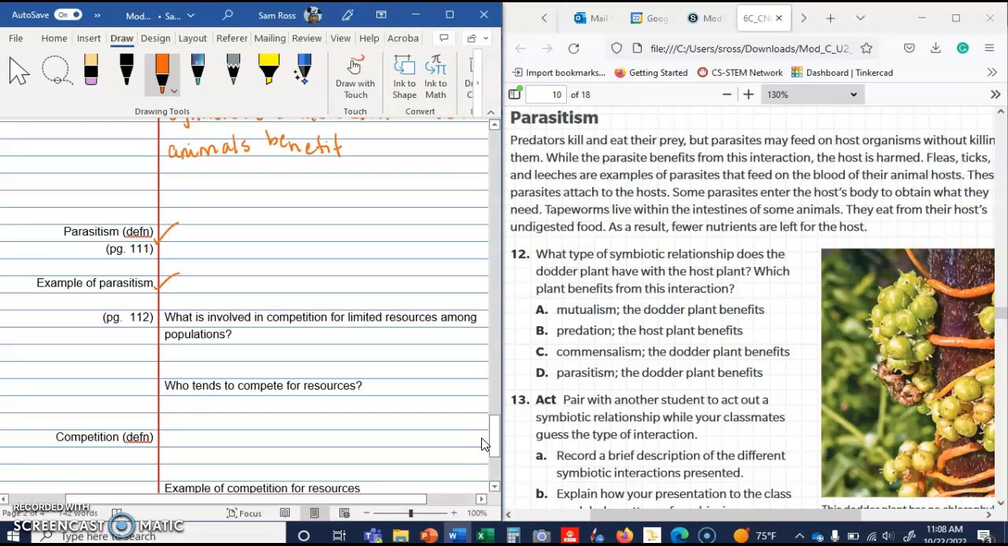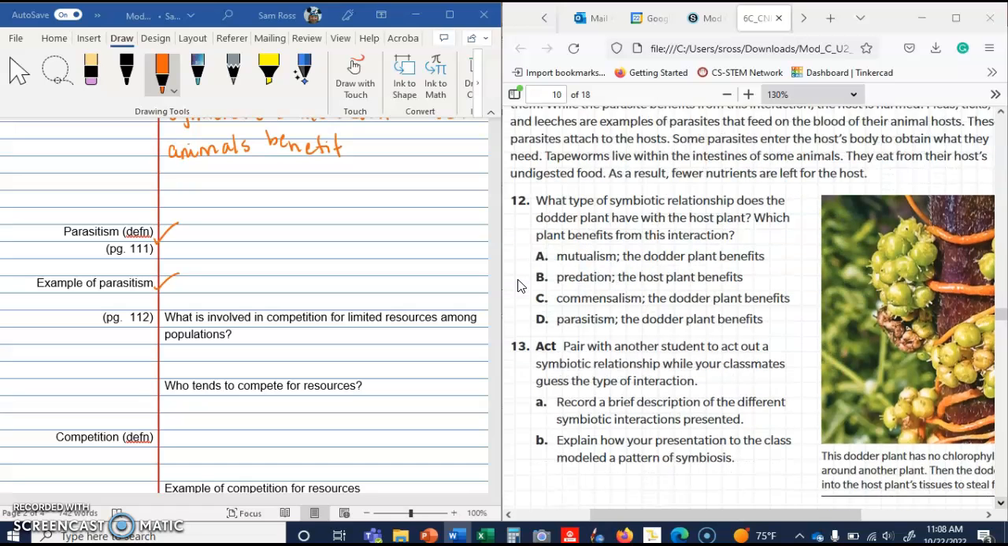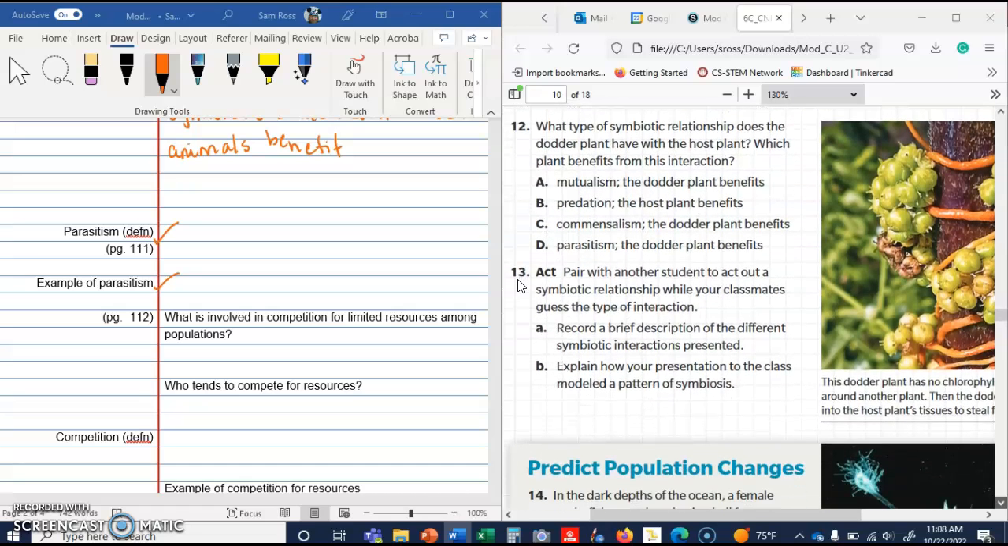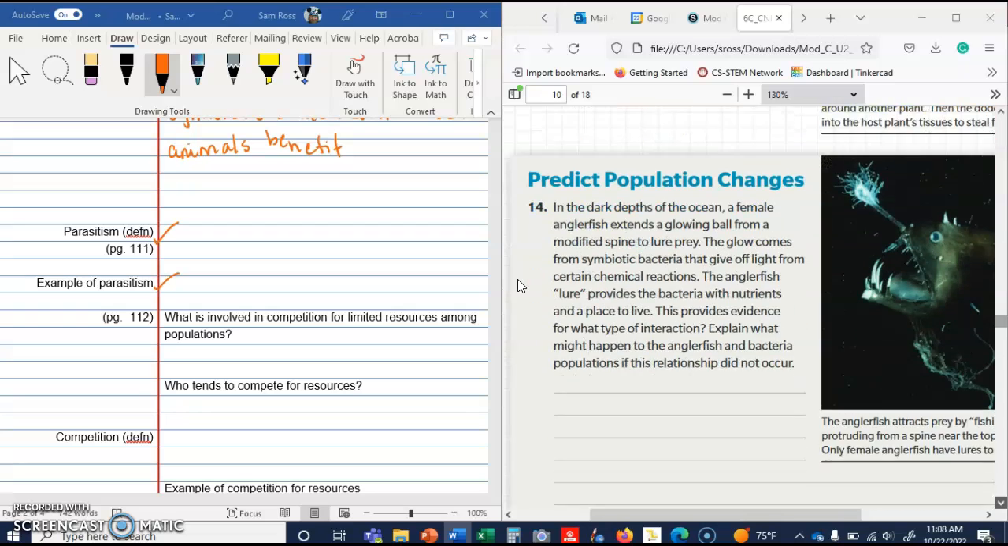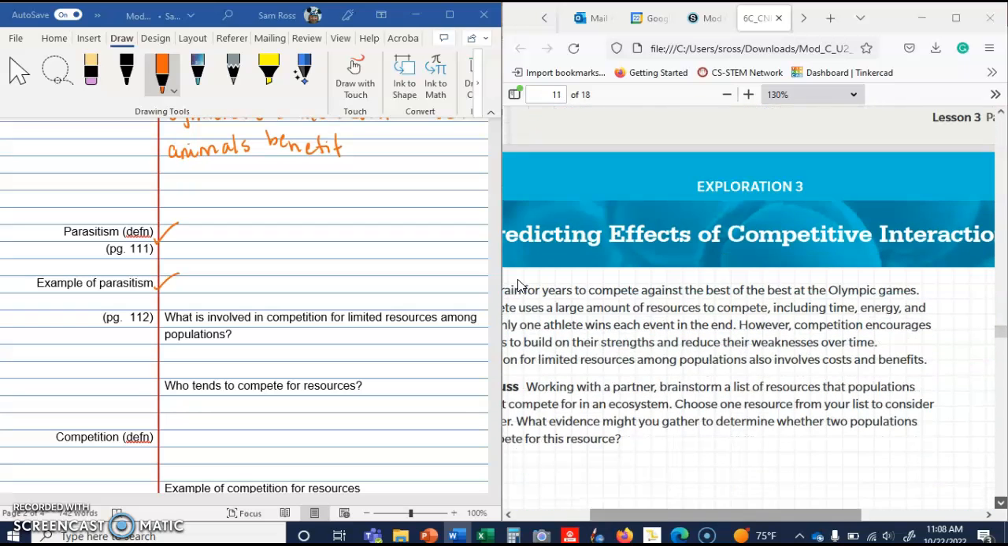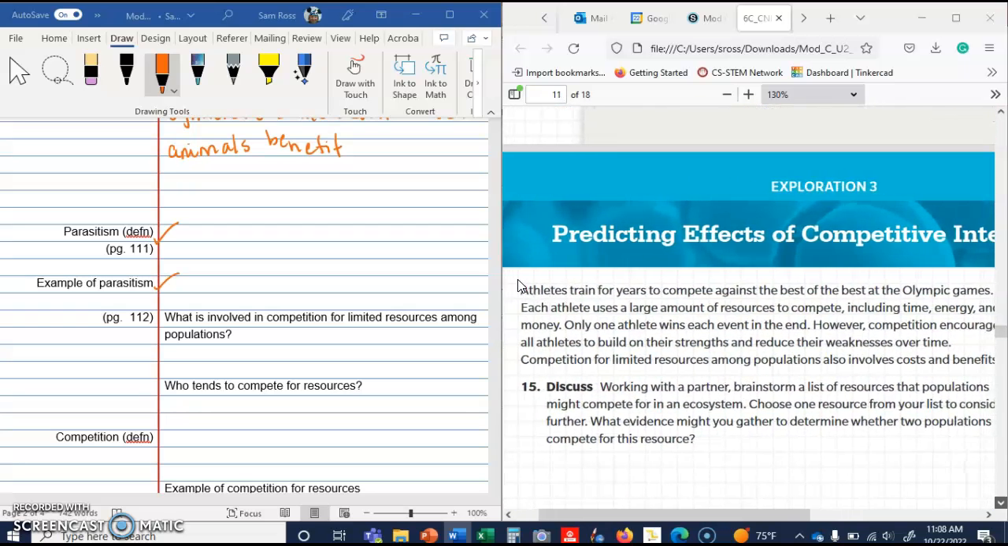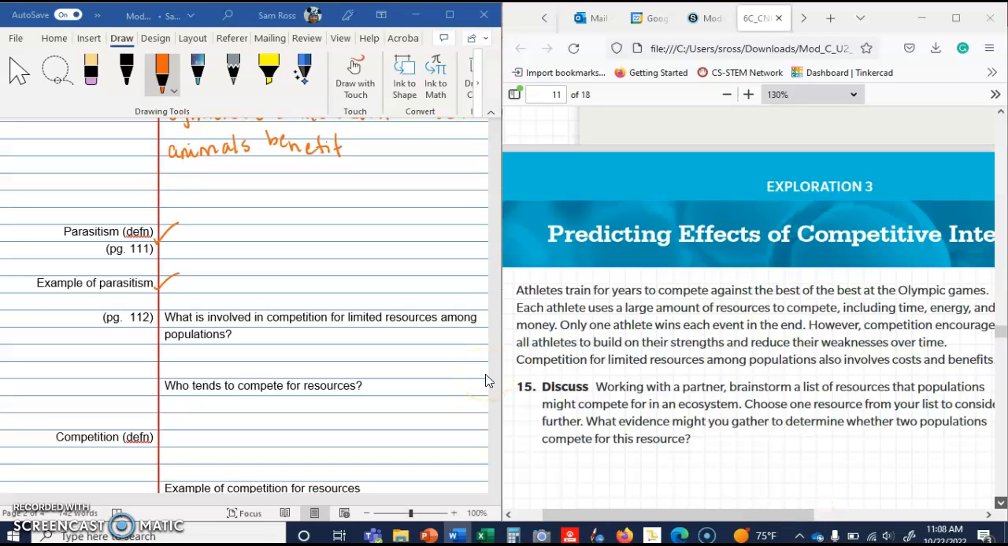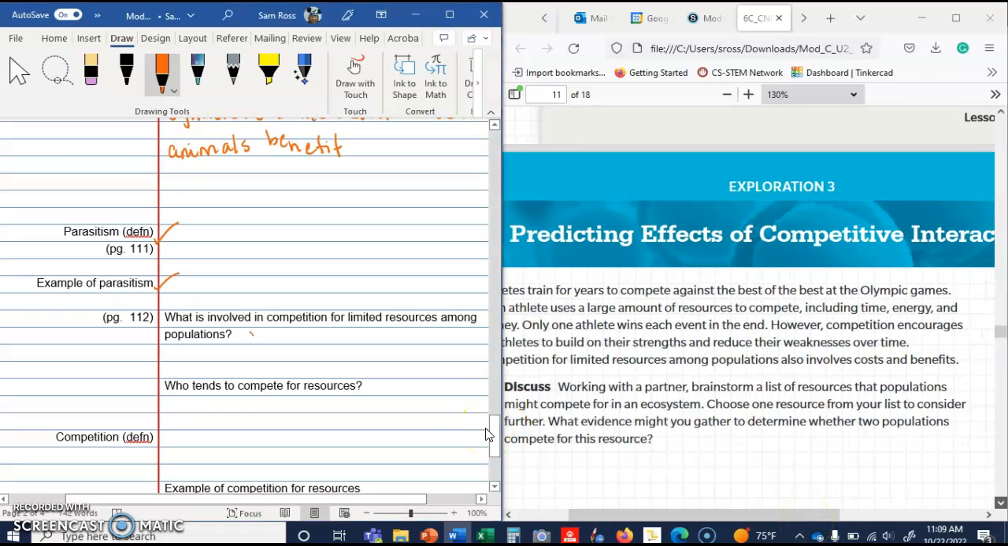What is involved in competition for limited resources among populations? So this is on page 112. So let's go down to 112. There we go. I forgot the question. Okay. What is involved in competition for limited resources among populations? Competition for limited resources among populations involves costs and benefits. So this is going to be costs and benefits.